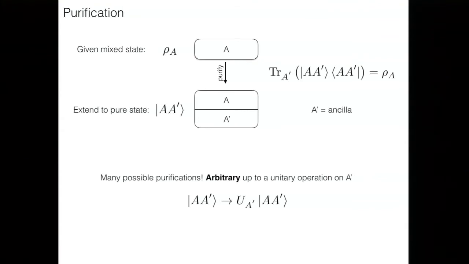Now, given a particular mixed state, there's actually many different purifications you can find which are going to be valid, and that's because if you act with an arbitrary unitary operation on A prime, since you're tracing it out, that doesn't actually affect the mixed state on rho. So you can always find a purification, but it's not a unique thing.